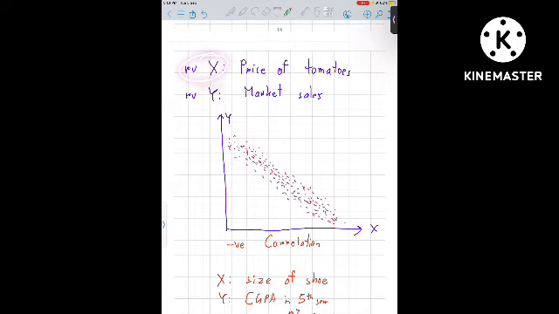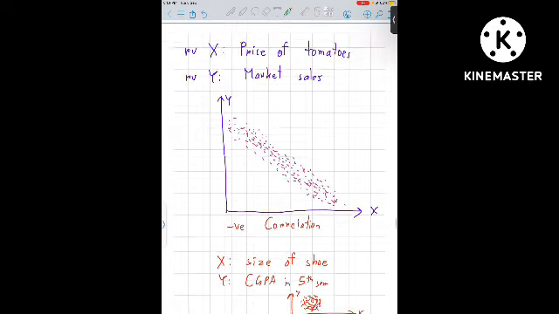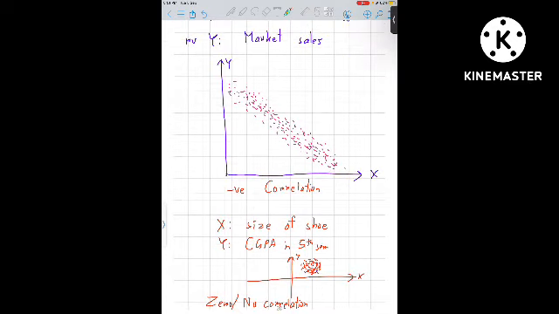What do you obtain? We'll obtain some kind of a cloud. It will be something like this, where there is no correlation, so you call that zero or no correlation. The size of your shoe has nothing to do with your CGPA in the 8th semester. Similarly, signals. We have done this for random variables, so signals also have their correlation.